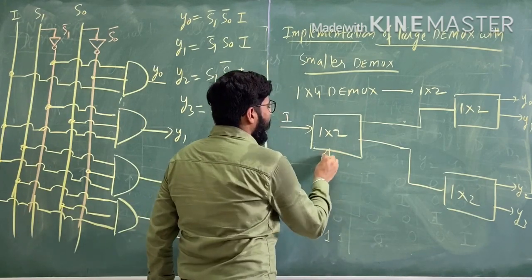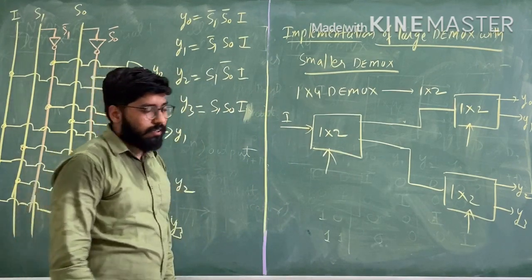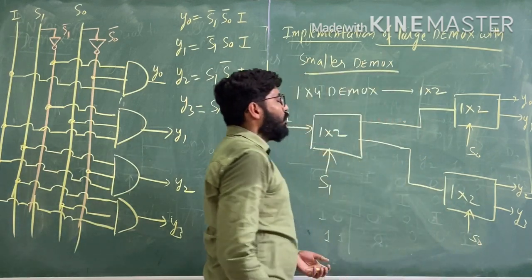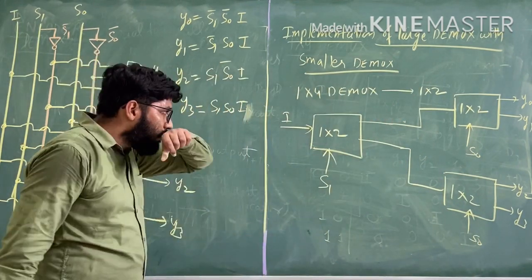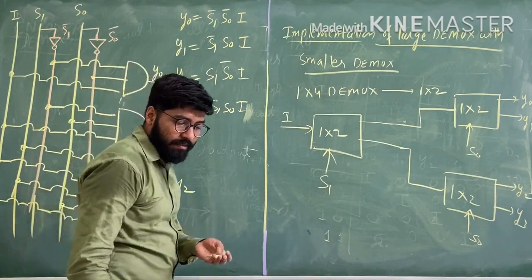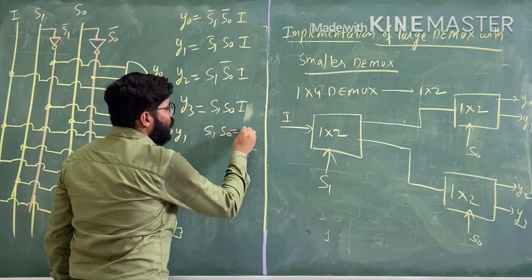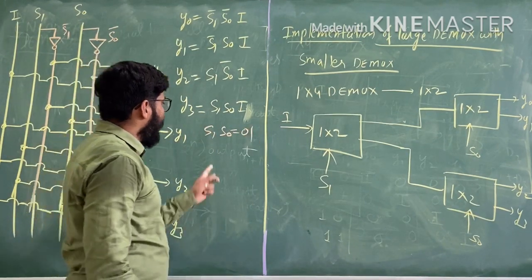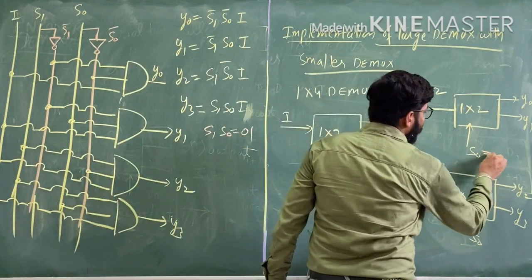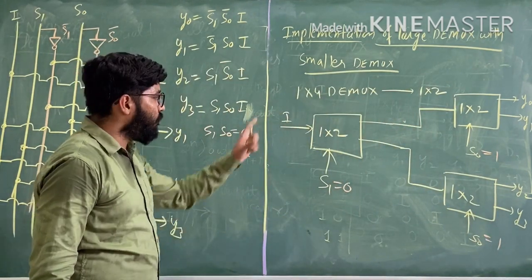Now we will write the select lines. This is the select line. Here we write S1, here we write S0, here we write S0. Now you see whether it is correct designing or not. Suppose we consider an example here: if S1 S0 equals 0 1. Now, S1 is 0 and S0 is 1.